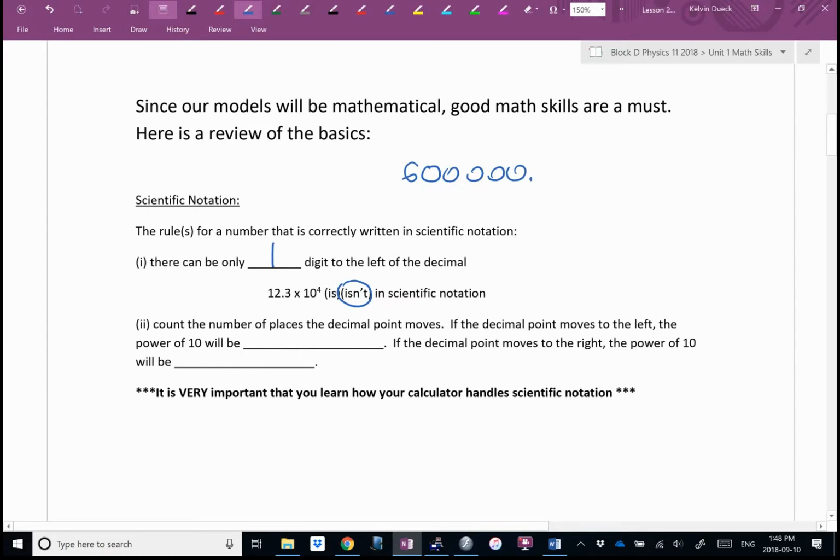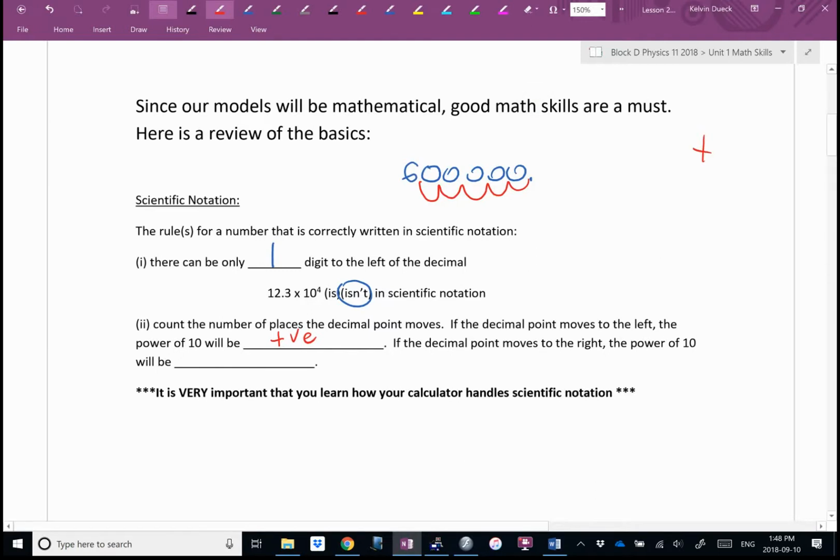You count the number of places the decimal is going to move. In this case, five. If the decimal point moves to the left, which I just did, the power of 10 will be positive. I tend to abbreviate. You can write the word positive if you wish, but my abbreviation for the word positive is a plus sign with a VE. My abbreviation for the word negative is a minus sign with a VE.